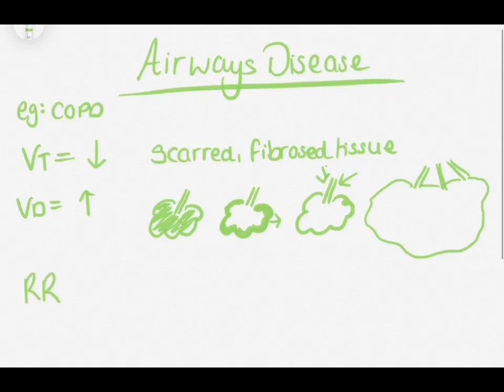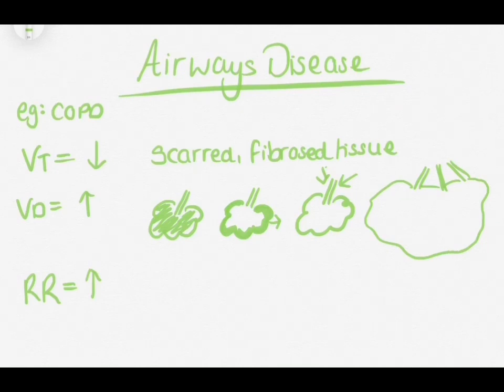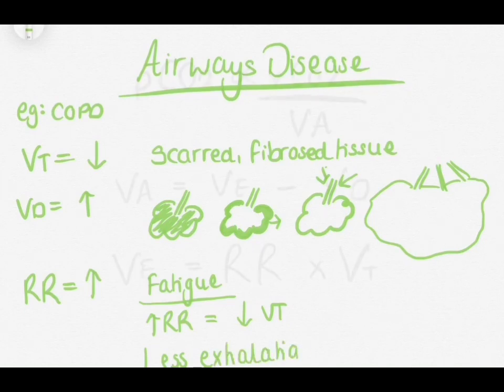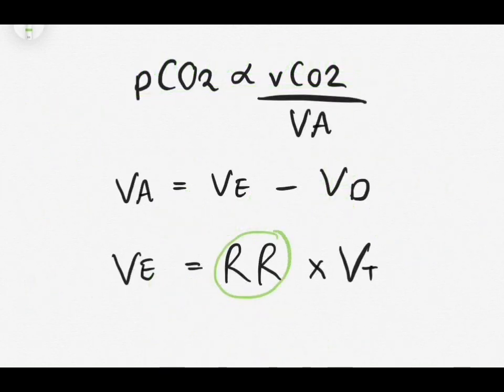These patients may have an increased respiratory rate to compensate for the reduction of volume and increase of dead space. But what we know about respiratory rate is that it's fatigable. We also know that an increased respiratory rate is often associated with a smaller volume inhaled and a reduction in the time for effective exhalation. Going back to the original equations, we can see that with an increased respiratory rate but a lower tidal volume, overall our minute ventilation is down.